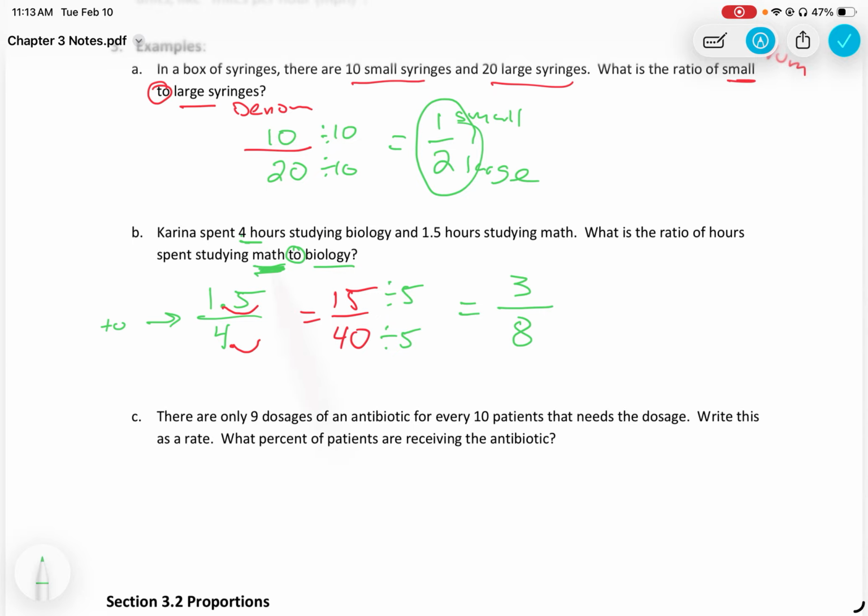And remember, my top was math. My biology was the denominator. So this means for every 3 hours that they study for math, they study for biology for 8 hours. And obviously 1.5 is half of 3. But if we had the ratio the same, if she did 1.5 for math, that's why she did 4 hours for biology, because it's a ratio of 3 to 8.